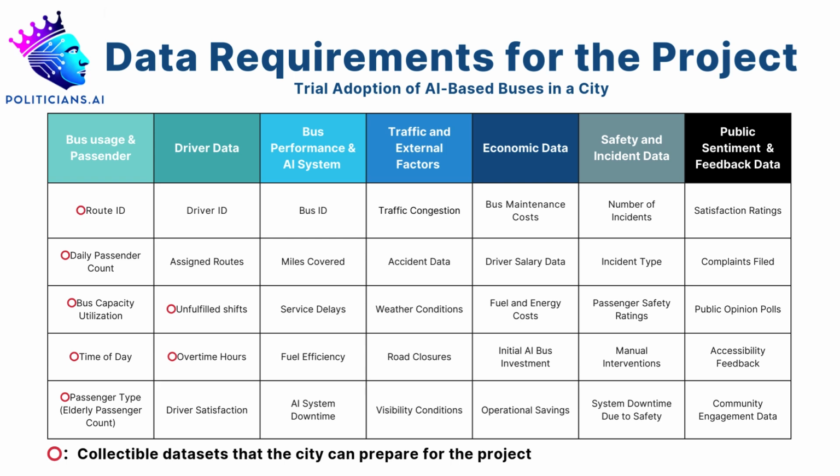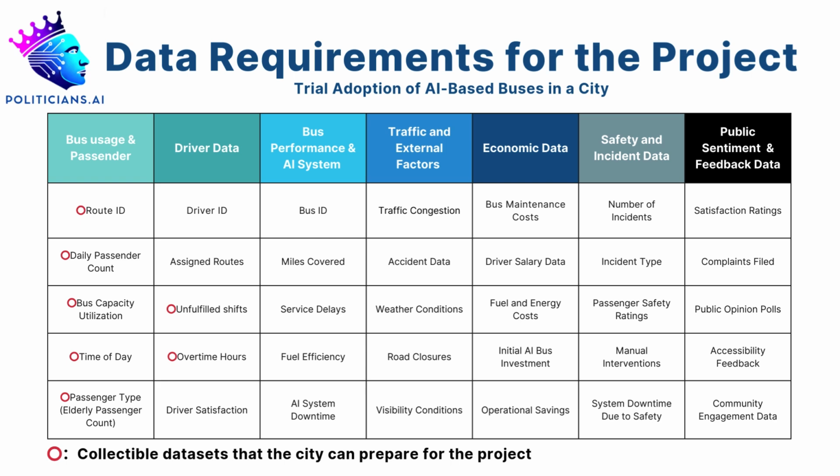4. Traffic and external factors data. External factors like traffic and weather conditions can impact bus performance, and we need this data to get a full picture. Key features. Traffic congestion. We'll monitor congestion levels during peak and non-peak hours, which can impact bus delays. Accident data. We'll track any accidents that could affect bus routes and delay services.